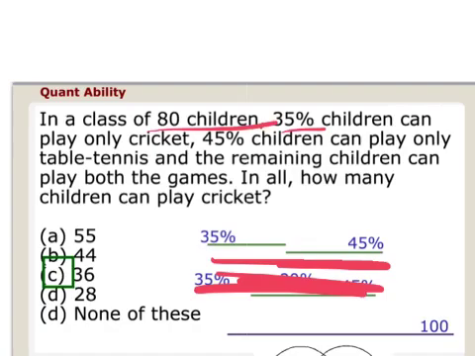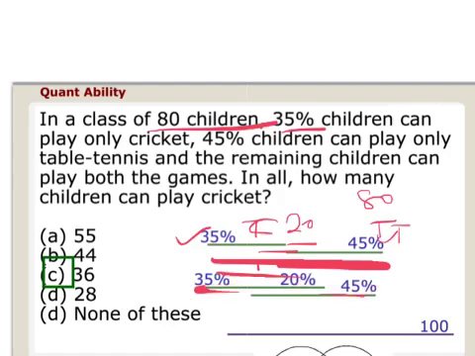Fine, so 35% play only cricket, and 45% only table tennis. So there has to be some overlap. If the remaining people play both the games, we have to find the remaining people. Total is 100, 35 gone, 45 gone, 80 gone. How much is remaining? 20. So 20 have to be overlap. That's all. So overlap will be 20 people.